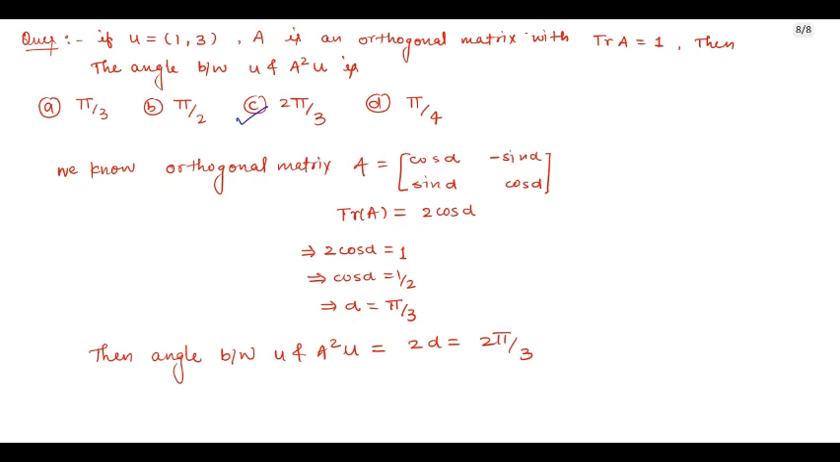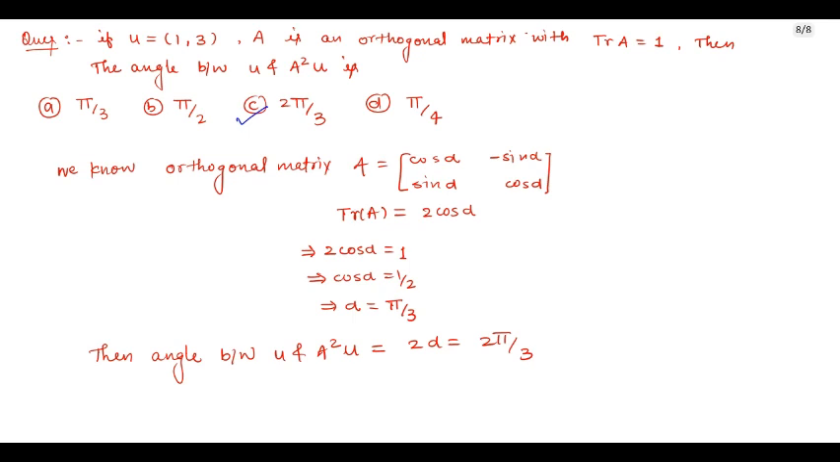Sir, how did you get 2 cos alpha? I told you, the trace. The angle between u and A to the power n u is n alpha in general. Here A square u is T square of u, image of image, right? So if we take the image of image, what is the angle? The first time you get alpha angle between the image and the vector, then again you get alpha, so the overall angle is 2 alpha, right? Yes, sir.